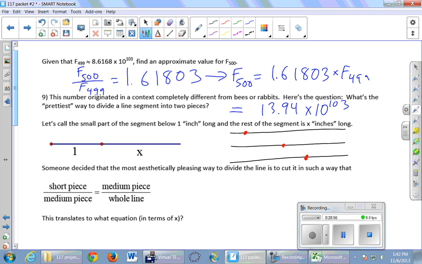So someone decided that the most aesthetically pleasing way to divide the line is to cut it in such a way that if you take the length of the short piece divided by the length of the medium piece, it's the same ratio as the length of the medium piece to the whole piece. Let's translate that into some symbols. The short piece in this example is which of these? Is 1. So this becomes 1 over the medium piece, x, and we want that to be the same ratio as the medium piece, still x, divided by the length of the whole line, 1 plus x. So we can translate the Greeks' suggestion into this modern notation.